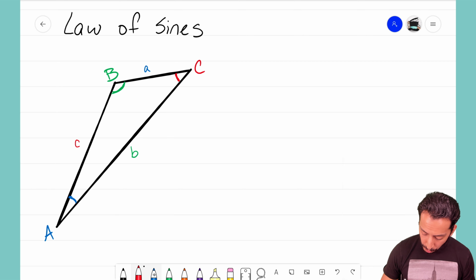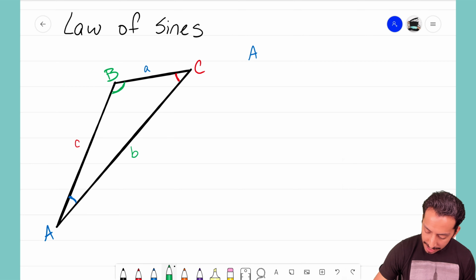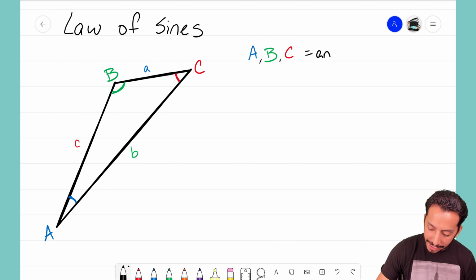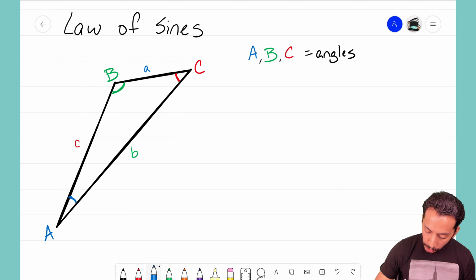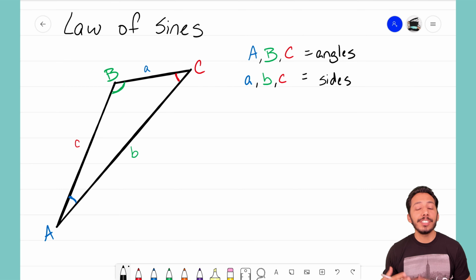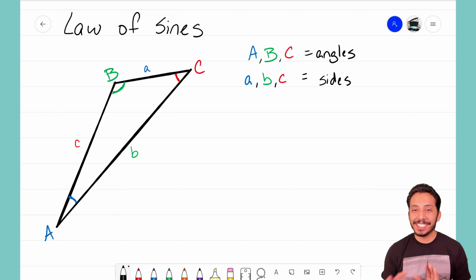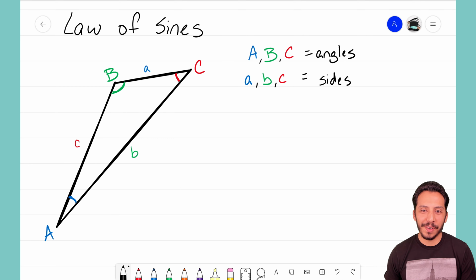But really, the main point of that is that when we're using capital letters such as A, B, and C, those all refer to angles. When we refer to the lowercase a, the lowercase b, and the lowercase c, those all refer to sides. And the sides are just opposite of those angles. All right, just a little note keeping that I wanted to make sure we focused.